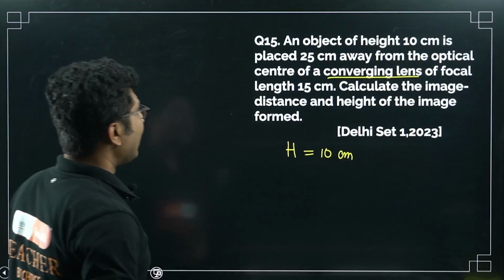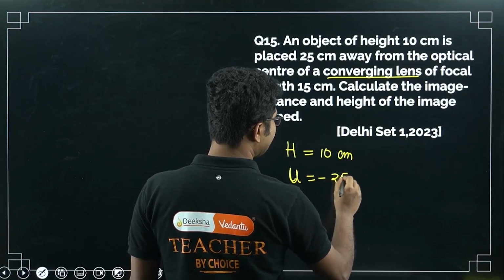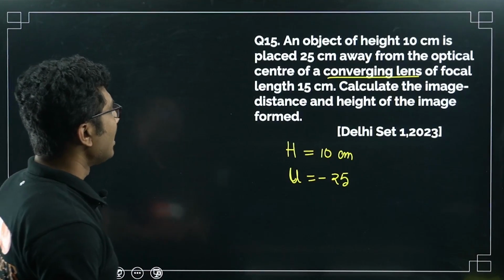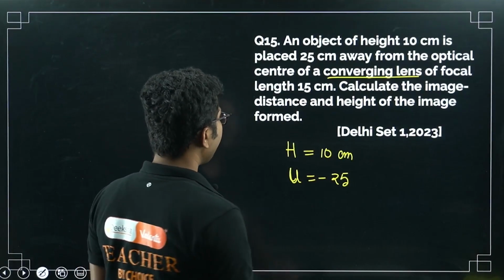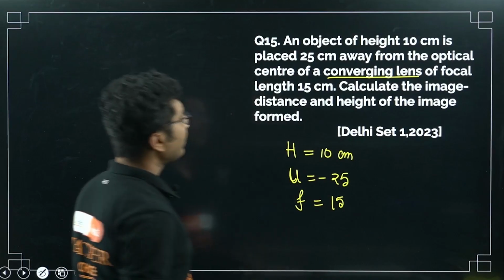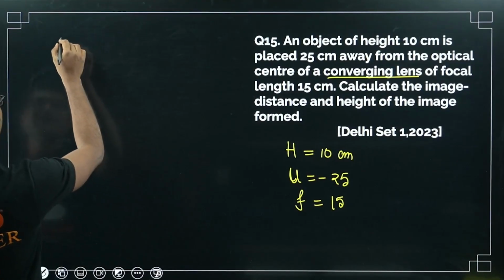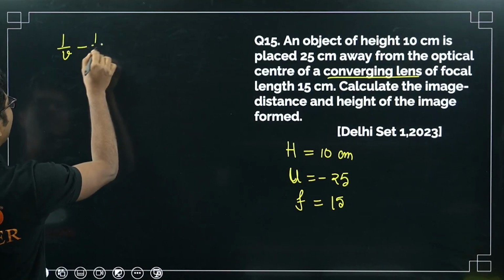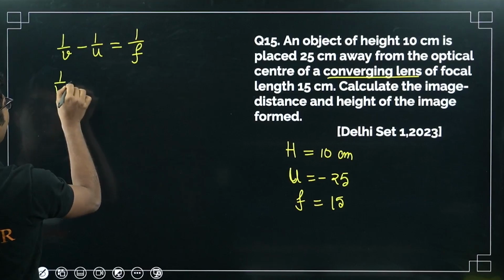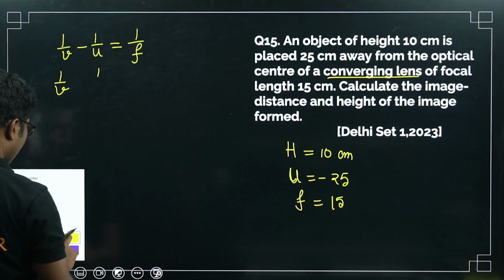So the height of the object is 10 centimeter, placed 25 centimeter, so u equals minus 25. We always take u as a negative value, because we are using the lens equation to calculate. The lens is a converging lens of focal length 15 centimeter, so focal length is positive, that is 15 centimeter. Calculate the image distance and height of the image formed. We will use 1 by v minus 1 by u equals 1 by f. When you are using this formula, don't forget to use the sign. Sign is very, very important. Without sign you will not be able to solve this properly.